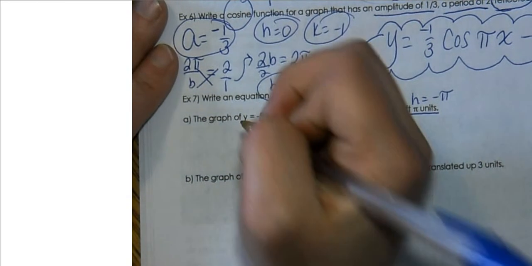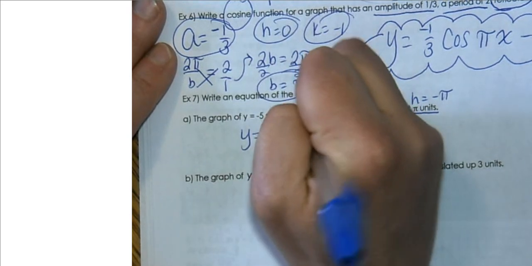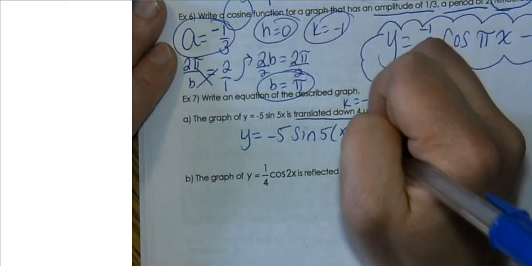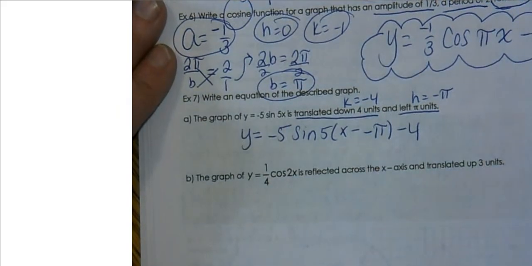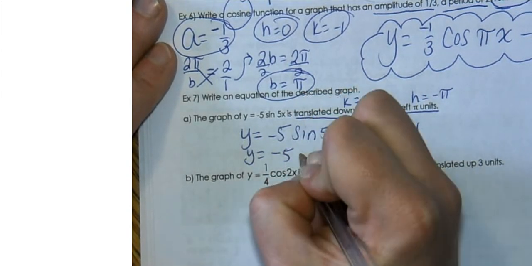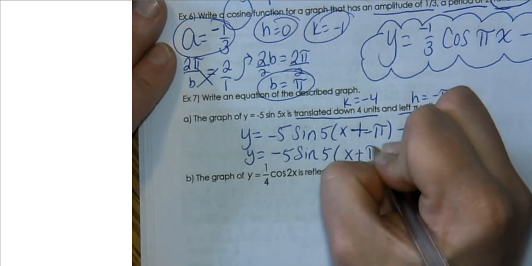So when we write our equation, that's y equals -5 times the sine of 5 times x minus -pi, minus 4. Negative negative makes a positive, so my answer is y equals -5 times the sine of 5 times x plus pi, minus 4.